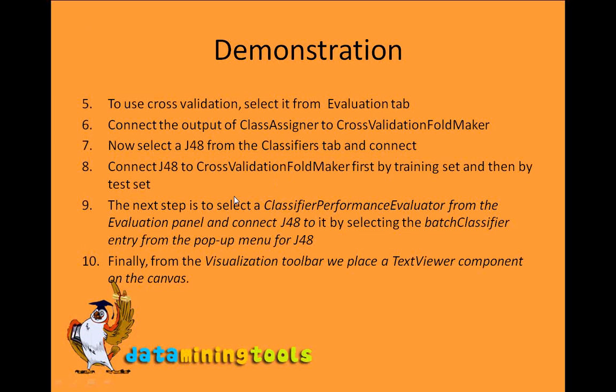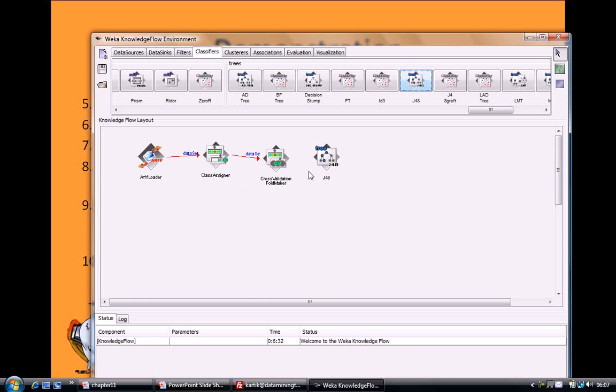The next step will be to connect our cross validation fold maker to J48. We right click on it, and you can see we have our training set and test set. Both of these need to be connected to J48. We start with the training set, connect it to J48, again do it, and select the test set and connect it to J48.